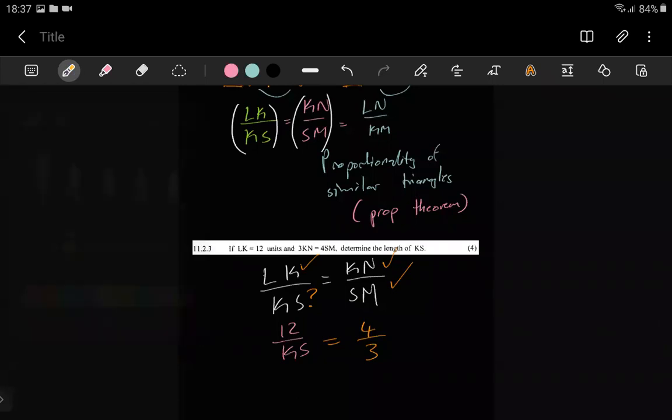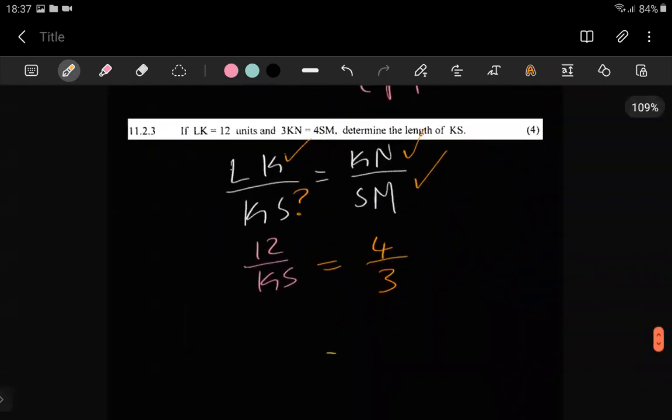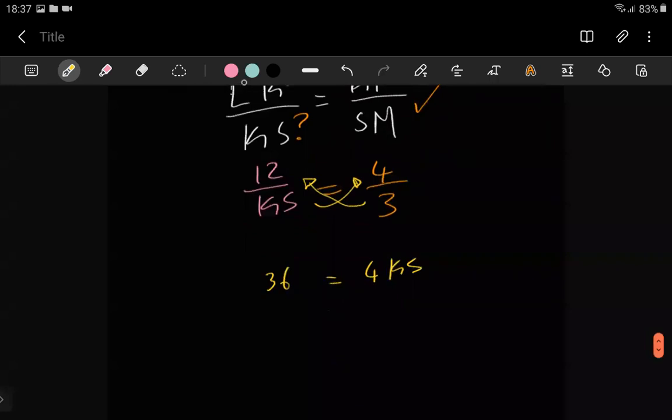Because this is a fraction and a fraction, one way we can work it out is to just cross multiply. KS times the 4, 3 times the 12. 3 times the 12 gives us 36. KS times the 4 is 4KS. And then here we can divide both sides by 4.